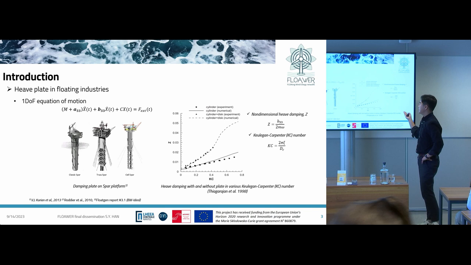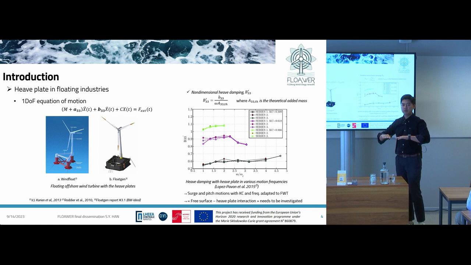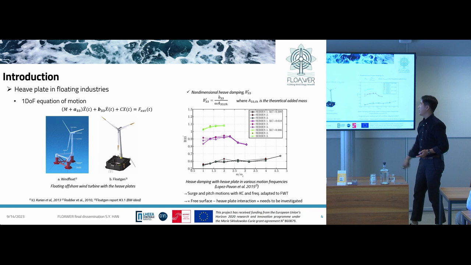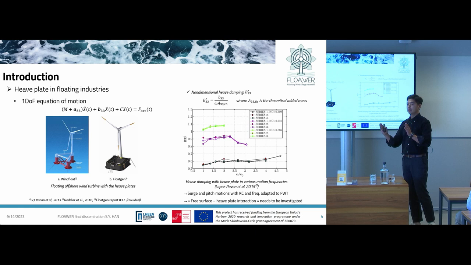And this knowledge has been transferred to the floating wind industries as well. You can easily find this damping plate at the bottom of the floater, especially for the semi-submersible floater and box-like floater from BW Ideol, to implement more viscous damping to the structures. But this plate can also give additional added mass to tune the natural frequency of the system to move out of the wave energy region.